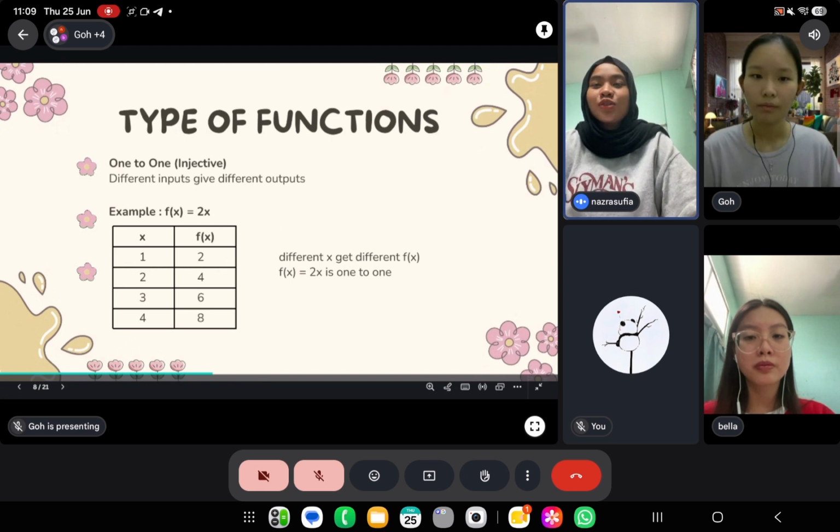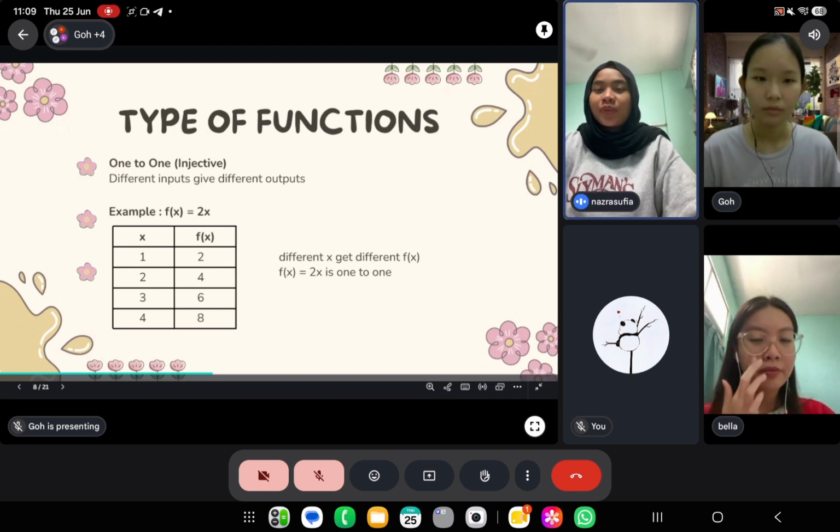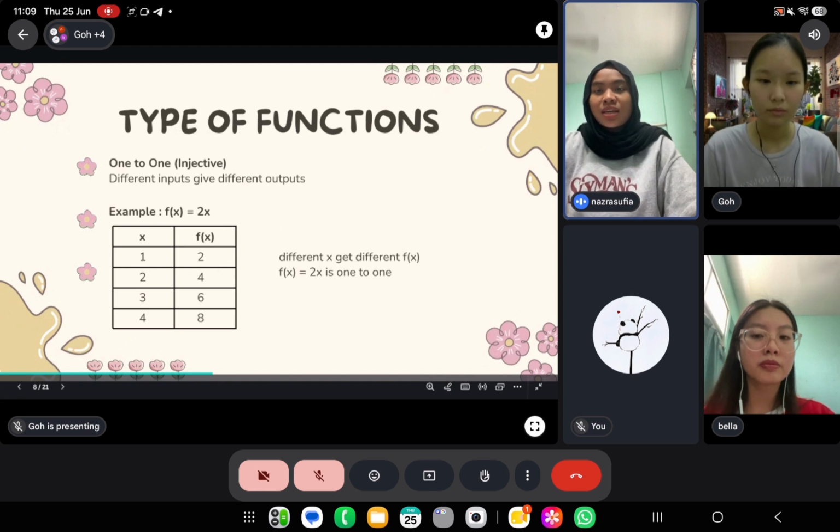Okay, next, we go to the types of functions. The first function is one-to-one, which is injective. For example, f(x) equals 2x. Different x get different f(x). f(x) equals 2x is one-to-one. For example, x equals 1 and f(x) equals 2. x equals 2 and f(x) equals 4. x equals 3 and f(x) equals 6. x equals 4 and f(x) equals 8.